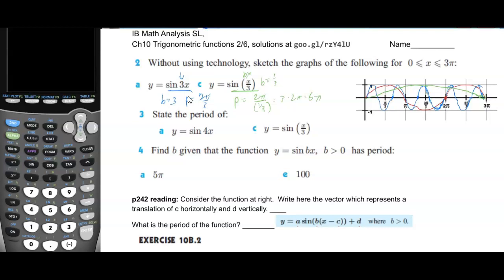All right, next one. State the period of sine of 4x. So this b is 4. If b is 4, the period is 2 pi over b, which would be 2 pi over 4, which would be pi over 2. What about this one? Here, the value of b is 1/3. So the period is equal to 2 pi over 1/3, which is equal to 3 times 2 pi, 6 pi. Okay.